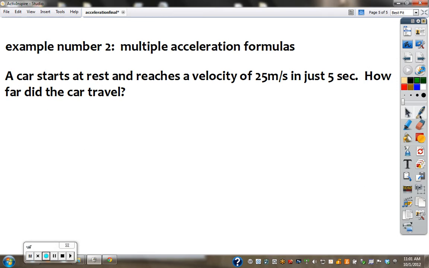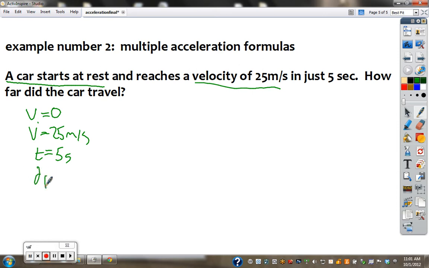Example number 2 is when we need multiple acceleration formulas. So let's start with a list. This will make more sense in a little bit. Car starts at rest. Velocity initial equals 0. Reaches a velocity of 25 meters per second in just 5 seconds. How far did it travel? I know distance initial 0. So there's 2 formulas that we could use. Distance final equals distance initial plus v initial times time plus 1/2 at squared. I like that one because my velocity initial is 0.